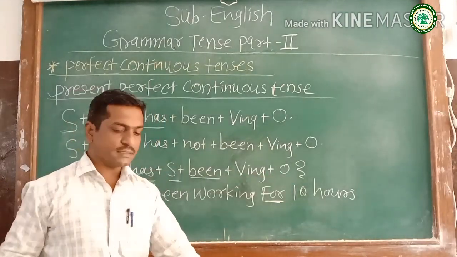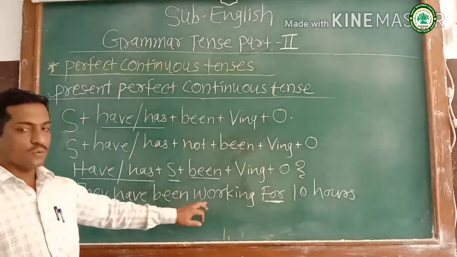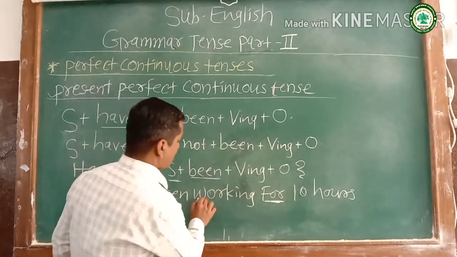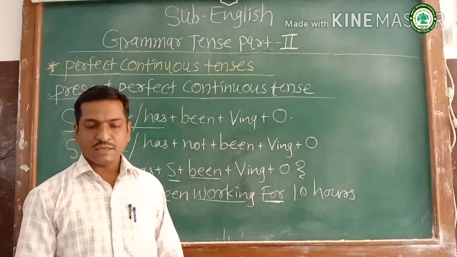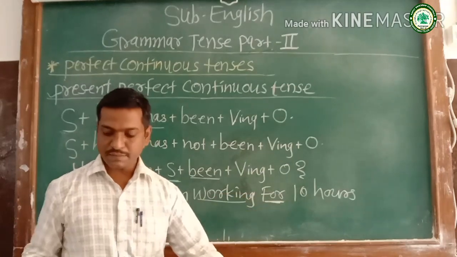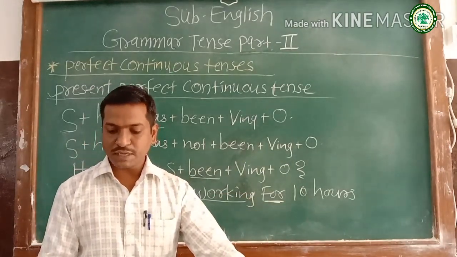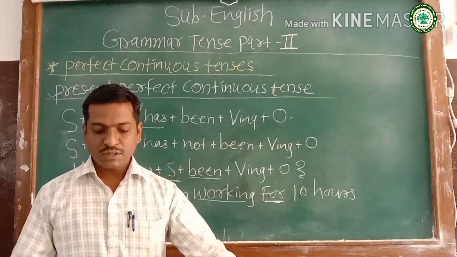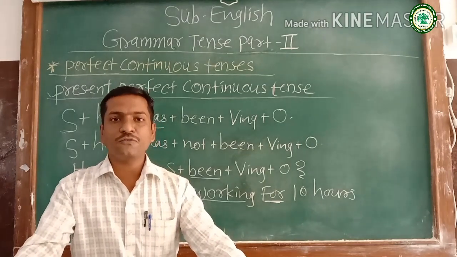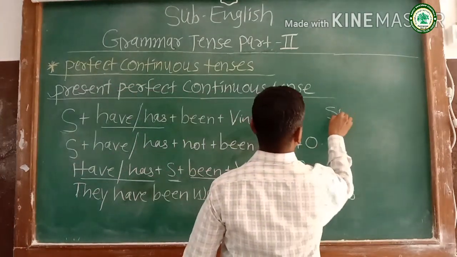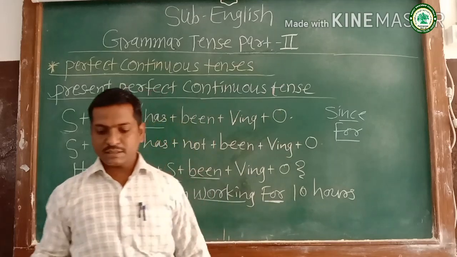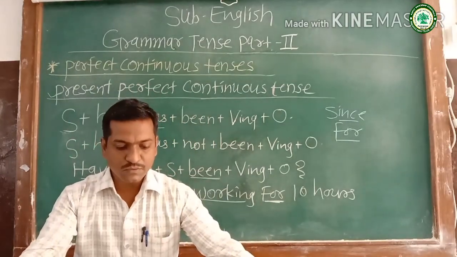The example is: they have been working for 10 hours. It means the action of working started in the past and it is not completed. It still continues in the present time and it will continue in the future time. Now the keywords used in this tense are since or for. Students, we use this tense but very rarely.